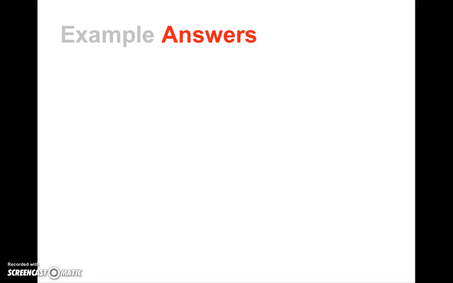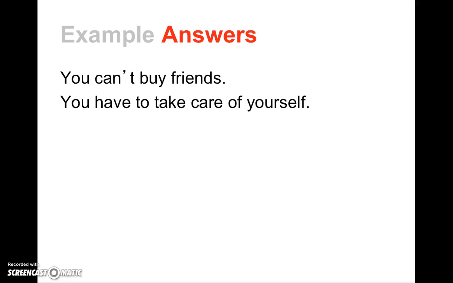Now, here are some example answers. Each one will be written in a complete sentence. The first one, you can't buy friends. So even though Jenny gave away all of her favorite Starbursts, were these girls really her friends? Probably not. The second example, you have to take care of yourself. Jenny was very excited about her pack of Starbursts. However, she gave all the ones away that she really wanted to eat. She could have just kept them for herself.